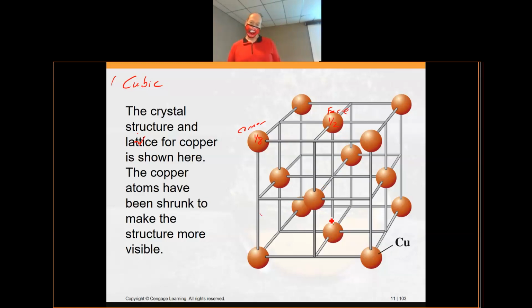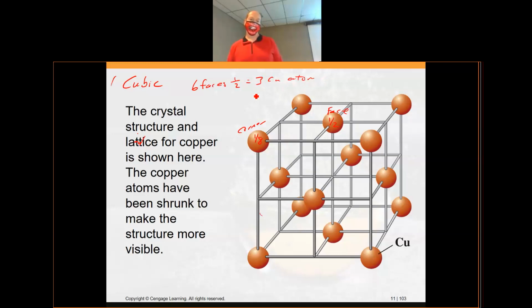Right? And so when you look at your copper, you have your copper atoms on each face. There are 6 faces, 1/2 inside of the cube. So that's 3 copper atoms.